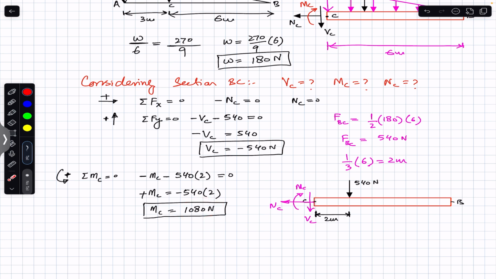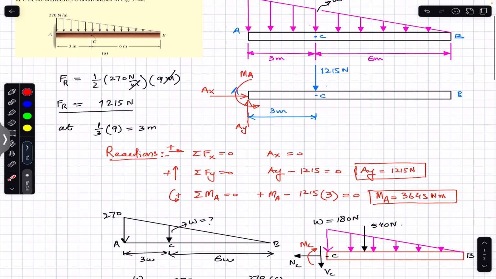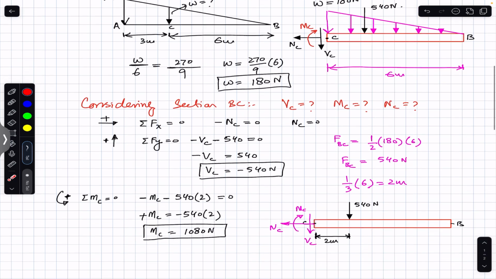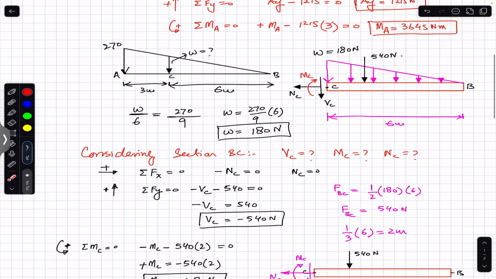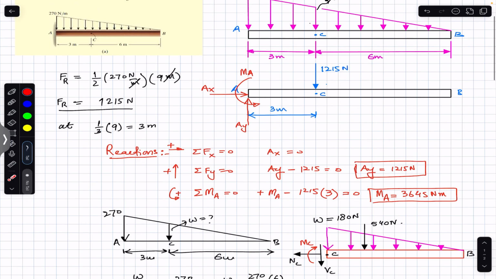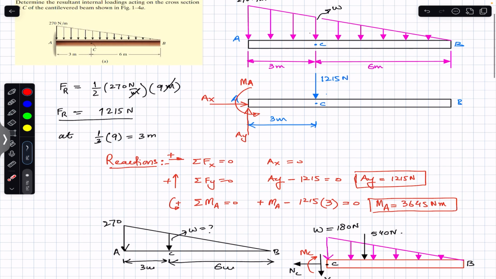And we have found this solution by considering the right hand side of the cut section. We have considered the BC cut section of the beam. So this is the end of the problem. If you want to find this VC and MC by considering the left hand side, then we have to consider this side of the cut section. So let's consider the left hand side of the cut section.